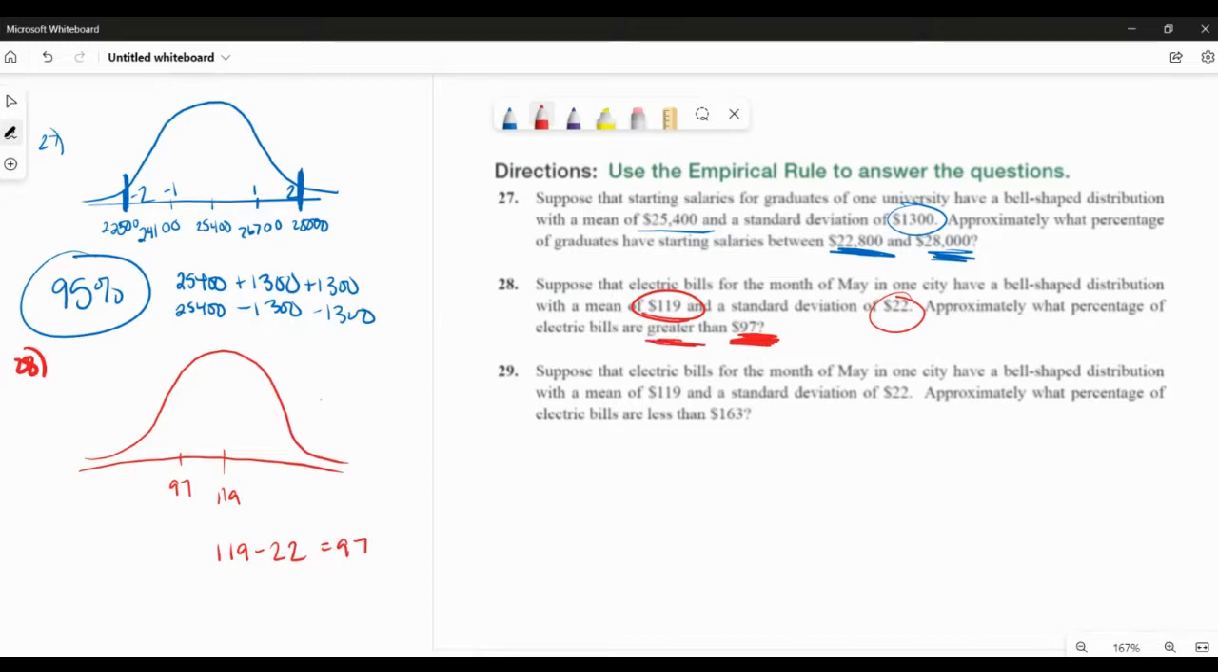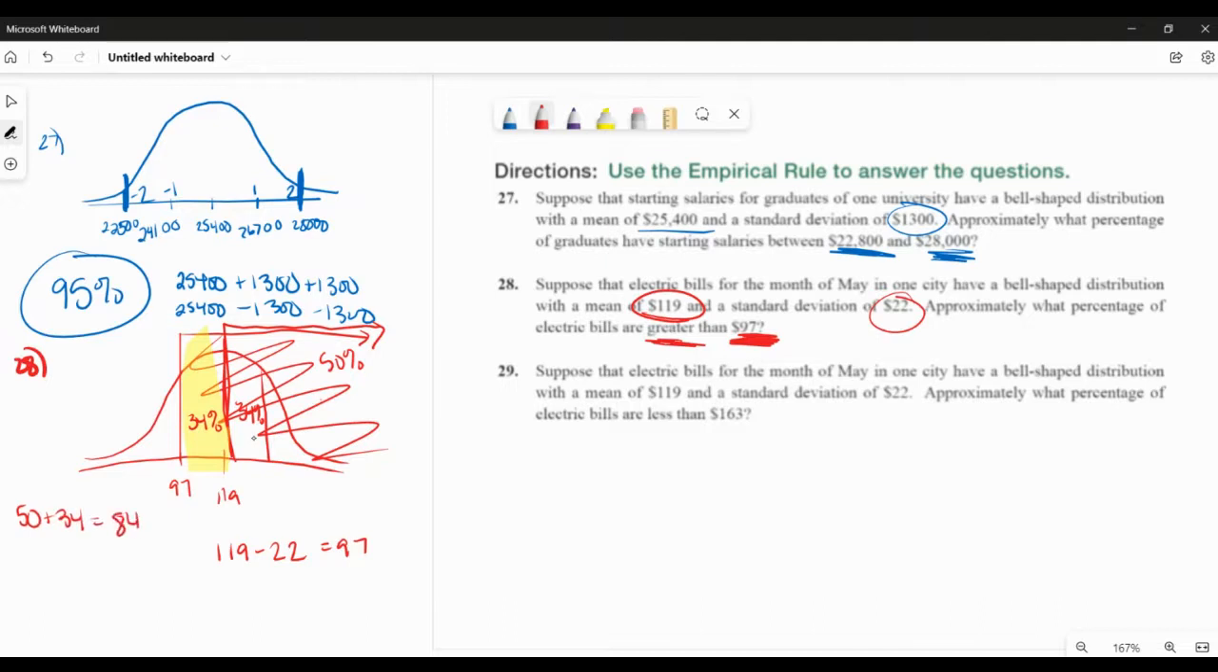Now, I want to find the area greater than 97. So I'm going to find this part of the curve, okay? Well, I know from 119 over, here's 50% of my data, and then this chunk right here is going to be another 34% of the data, because that middle part should be 68% total. So my answer to this will be 50 plus 34, 84%.